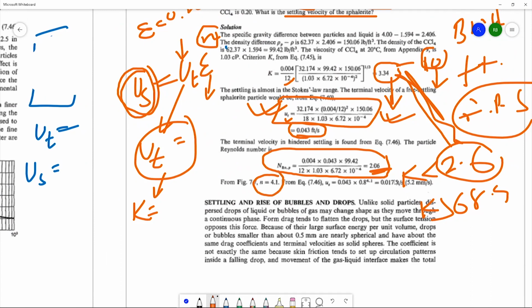Okay. Now you can calculate the suspended velocity or the settling velocity in the suspension, right? So you can see here, this is how you find the settling velocity in hindered settling mode.